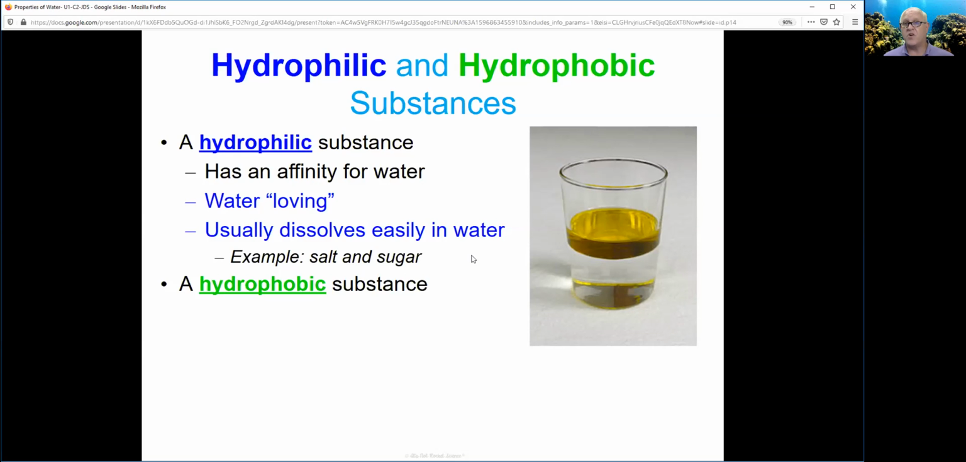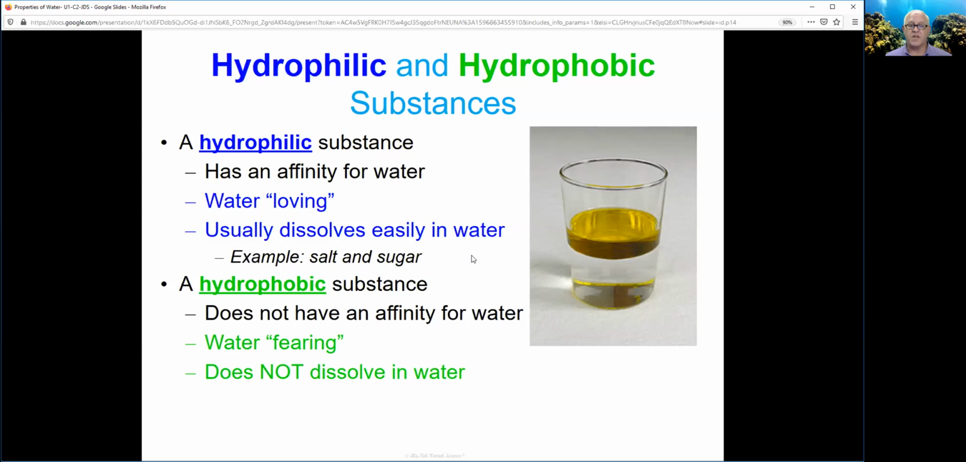A hydrophobic substance does not have an affinity for water. It wants to repel the water and push it away. It's water-fearing, and it will not dissolve in water. And the great example of a hydrophobic substance is oil or lipids or fats. They will not dissolve in water.